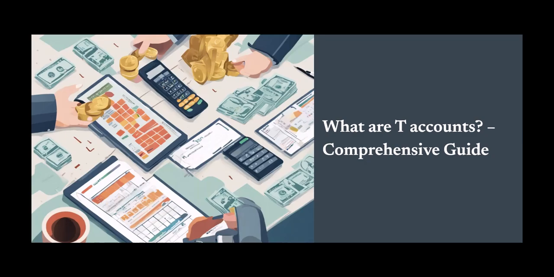Let's break it down. First, we have assets. These are the things your business owns, like cash, inventory, equipment, and buildings. Debits here make sense because they represent adding value, like buying new equipment which increases the total value of your assets. Conversely, credits mean you're selling something and reducing the total asset value.